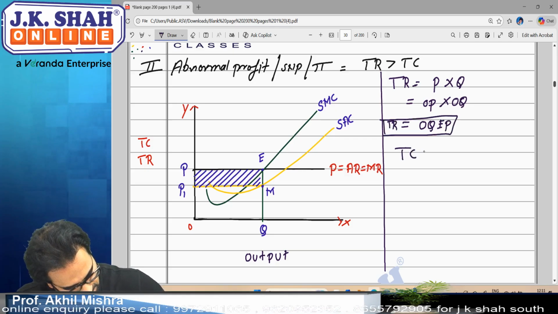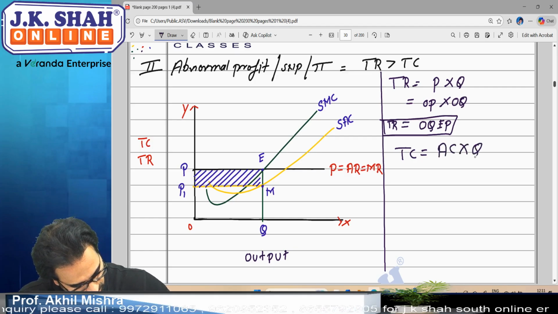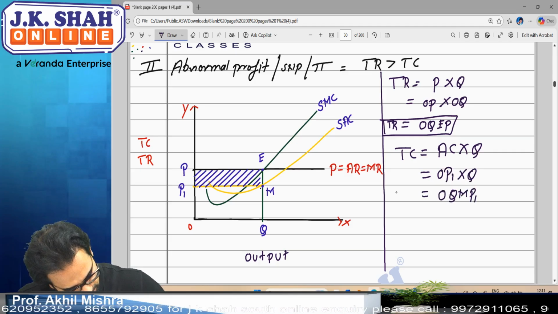Now TC. TC is AC into Q. Now you see the AC line. The AC line is touching at M. Corresponding to MQ is OP1. So OP1 into quantity, the same OQ. Now multiply, OQMP1. This is your TC.